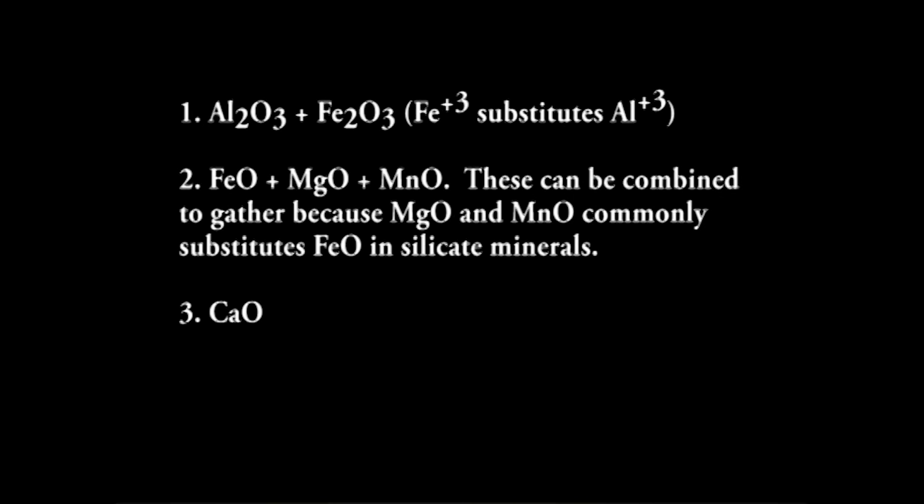Second, FeO plus MgO plus MnO can be combined together because MgO and MnO commonly substitute for FeO in silicate minerals. And third, CaO as independent. The above three components are used by Eskola to represent the mineral assemblages of metamorphic rocks of the different facies.